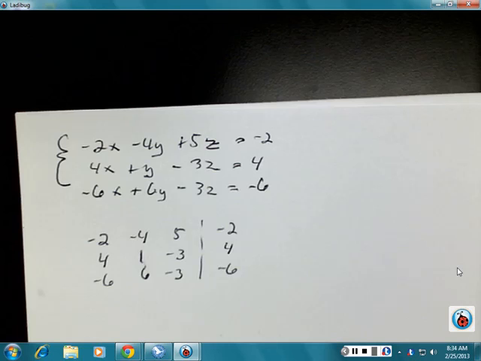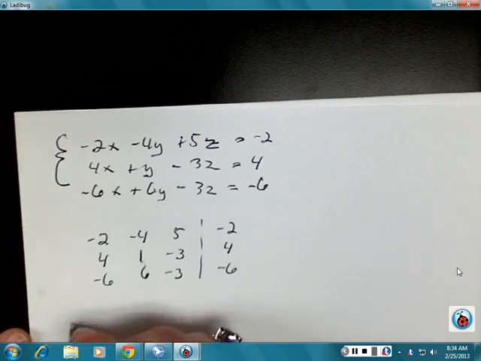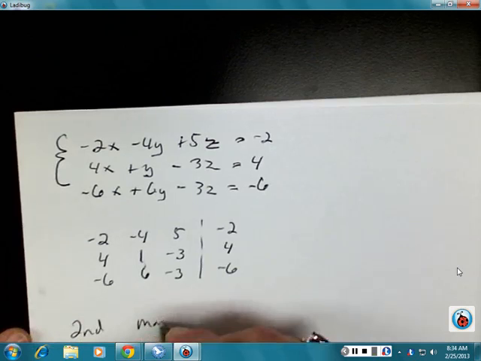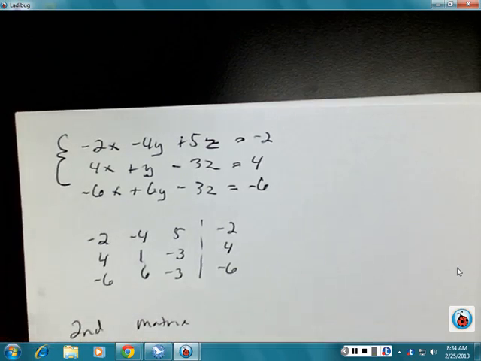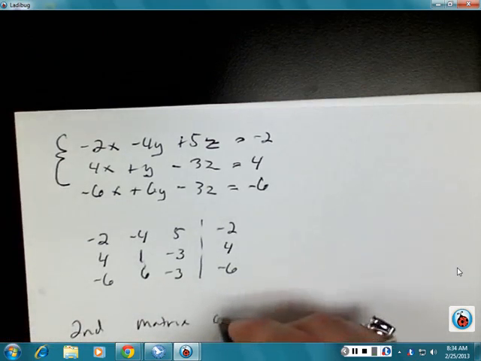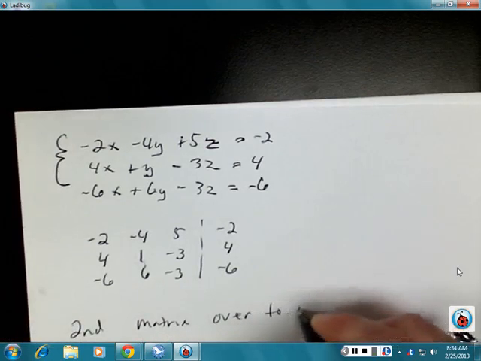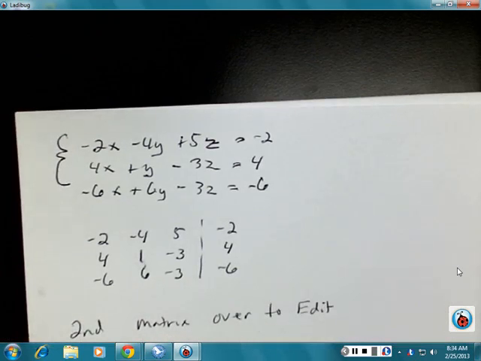You guys getting it stuck in there? So again, how did we do that? We went to second matrix. Then we went over to edit. So we're going to go over to edit. Then down to B.